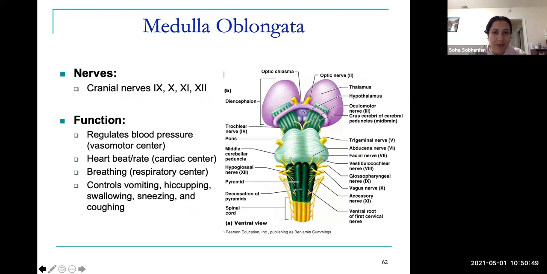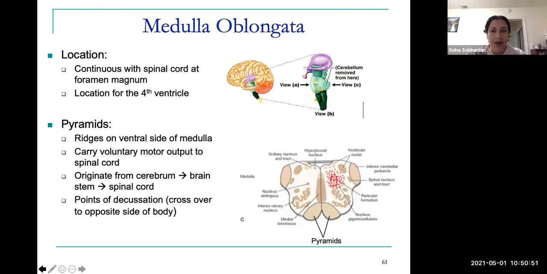Let me go back. Okay, the pyramids you can ignore. So this part of the slide, basically you can ignore. I don't need you guys to know anything about this.